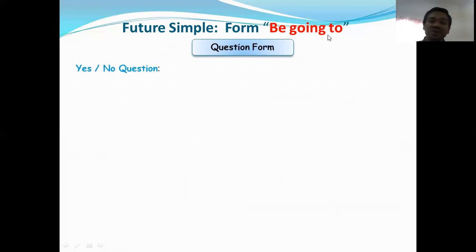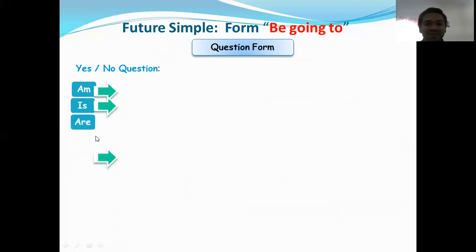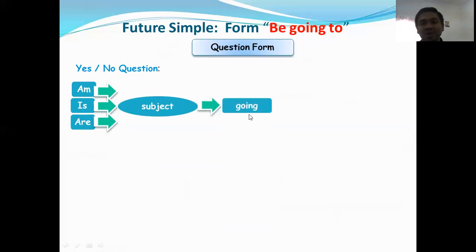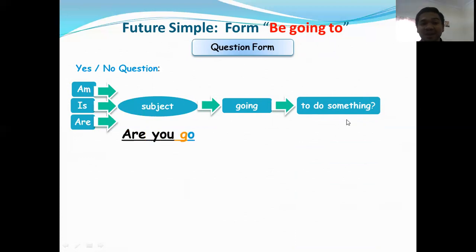And future simple form, be going to, but this time let's talk about question form. Specifically, the yes or no question. Okay, be going to, question form, and yes or no question. You always have the verb first, and then is, and then are. Is, are, subject, plus going, plus to do something. So am I, is he, is she, is it, are they, are we, are you going to do something?